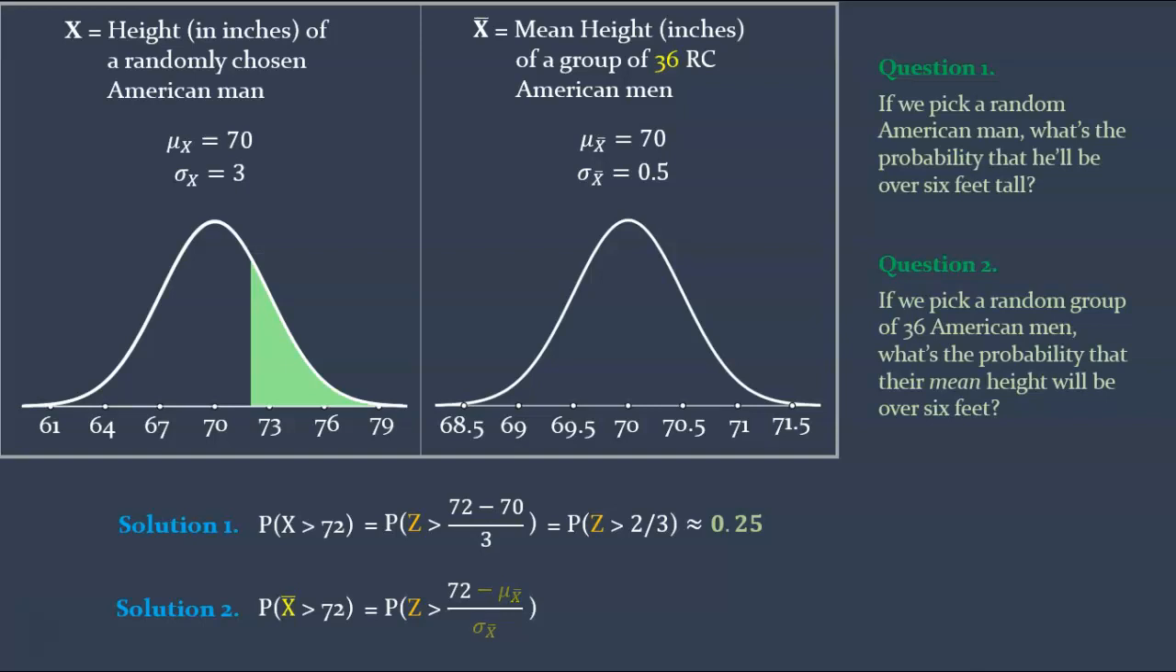Anyway, the mean of x bar is 70, and the standard deviation of x bar is 0.5. A little arithmetic shows that this comes out to the probability that z is greater than 4. According to Wolfram Alpha, this probability is about 0.00003. Notice how very different our two answers are. Roughly 1 in 4 American men are over 6 feet tall, but only 3 out of every 100,000 groups of 36 men have a mean height over 6 feet.